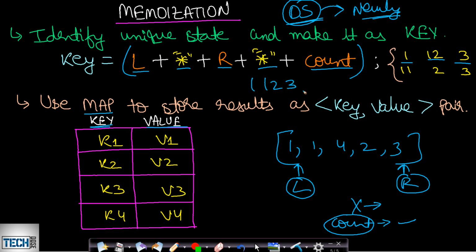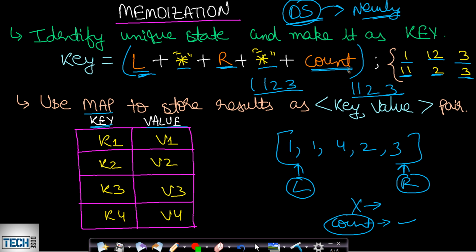Okay. Now let us assume that your L value was 11 and not 1, and your R value was 2 and your count value was 3. So again, if you concatenate them, then it will be 1, 1, 2, 3. So both these numbers are coming as same. So both these keys will be coming as same.